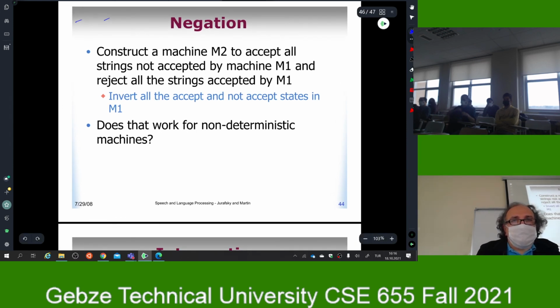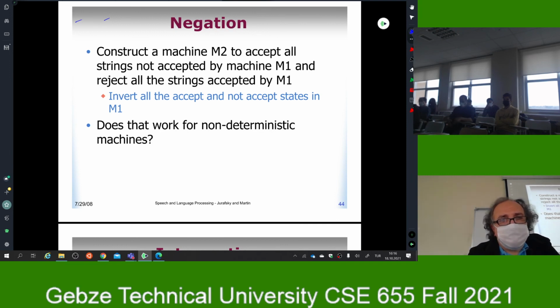Construct a machine M2 to accept all the strings not accepted by a machine M1. So this is what you do. Invert all the accept and non-accept states in M1. Invert all the accepts to non-accepts, and non-accepts to accepts. This will be your new negation machine, and that's it for the negation.